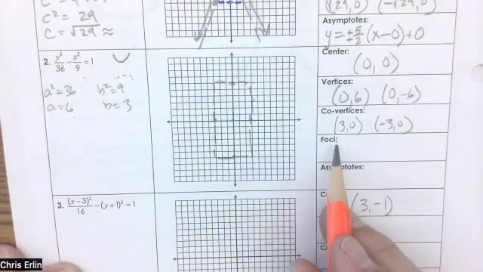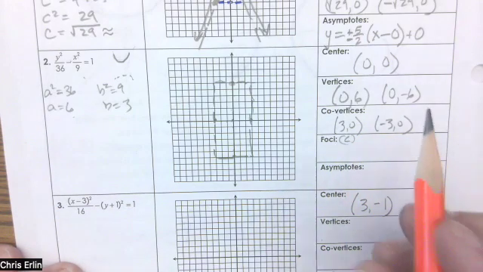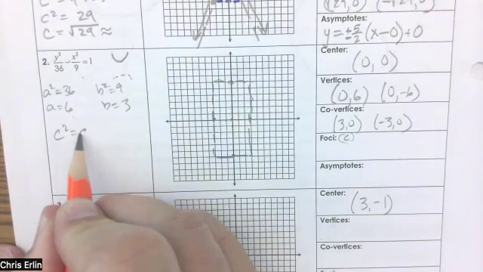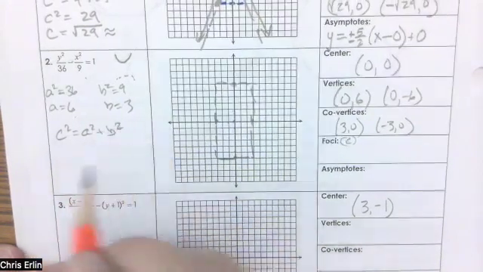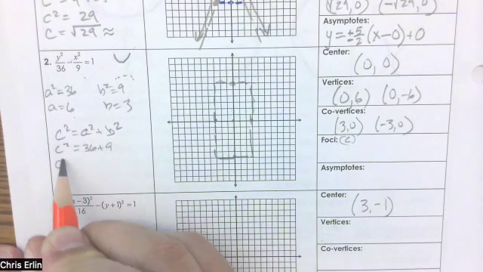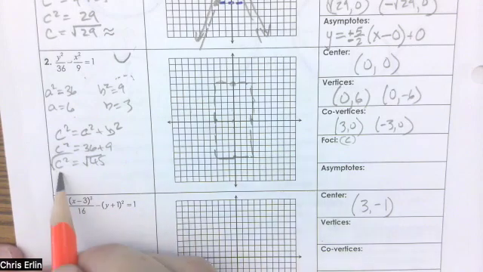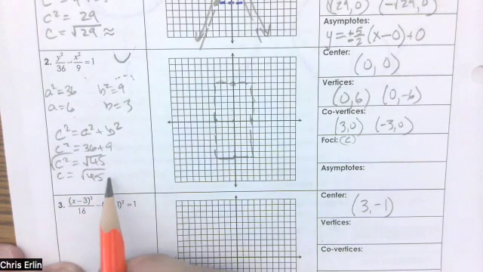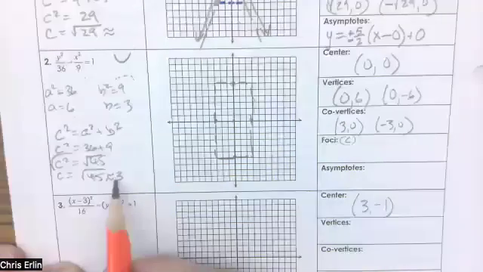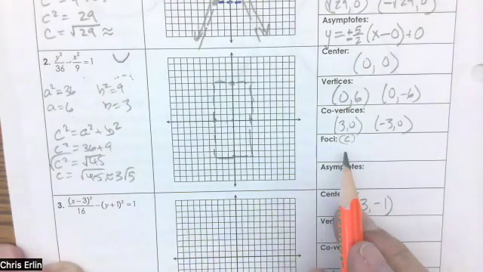How do I find my foci? I need my C. For a hyperbola, C squared is equal to A squared plus B squared. So C squared is equal to 36 plus 9. C squared is equal to 45. So C is equal to root 45. And we can simplify that to 3 root 5 if we want. Makes it better for showing the foci.